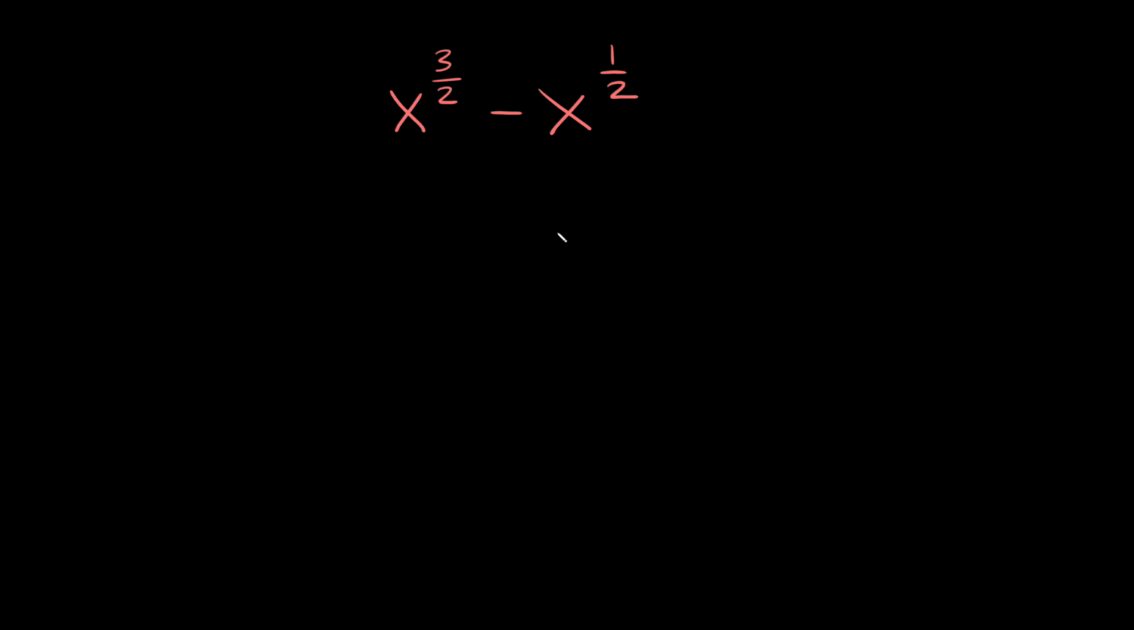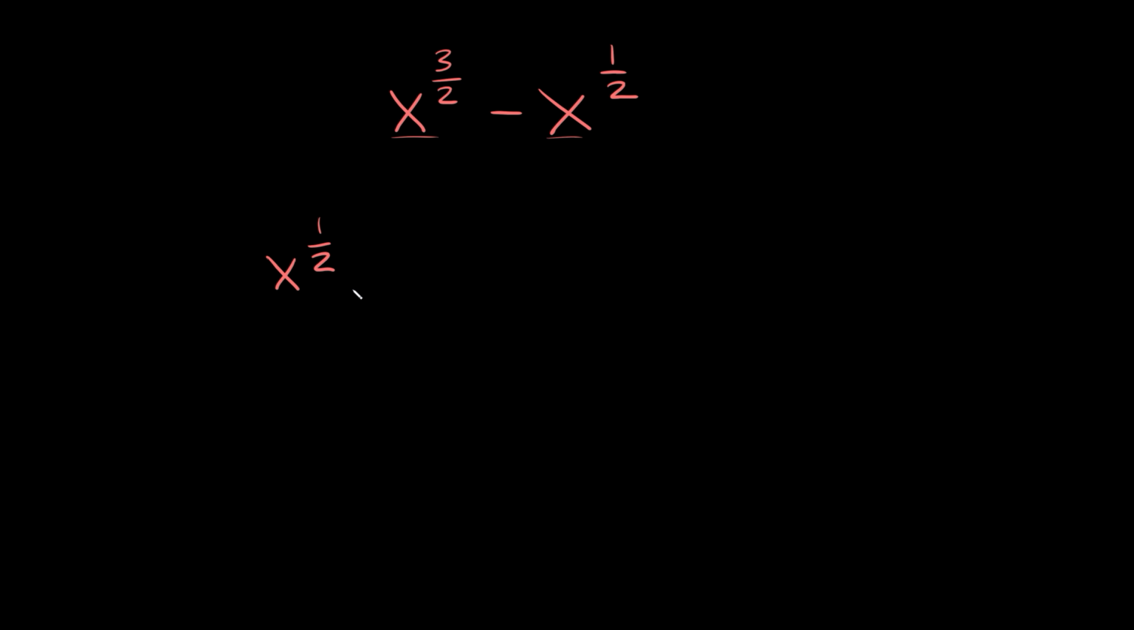Now, in order to factor this, the first term we can factor is an x, right? We can see that both of these terms have an x, so let's factor out an x. The other thing that you want to do is factor out the smallest exponent. So here we have 3/2, here we have 1/2. The smaller exponent is 1/2, so we're going to factor out x to the 1/2.